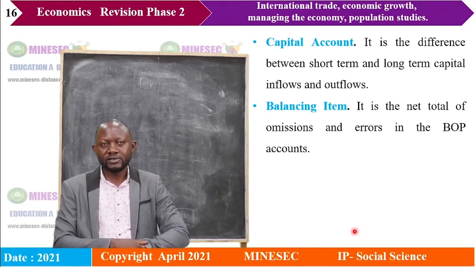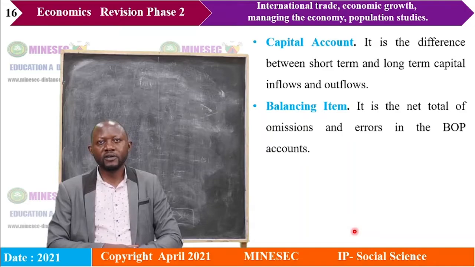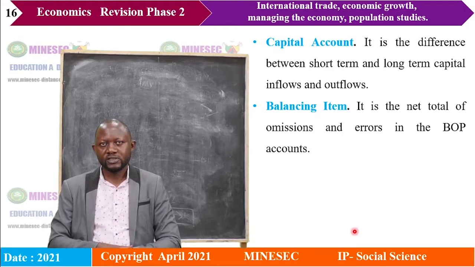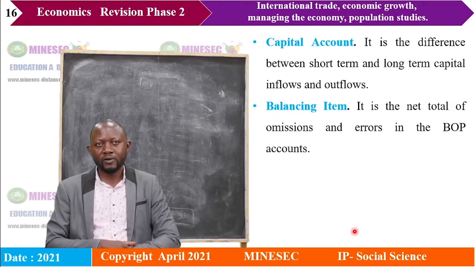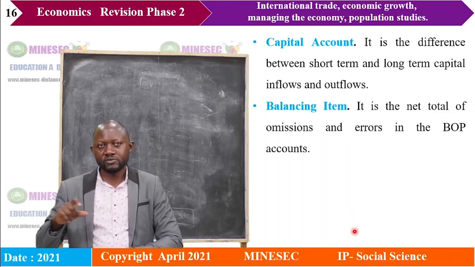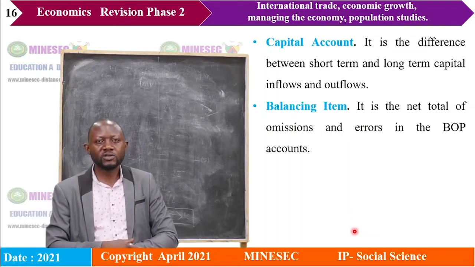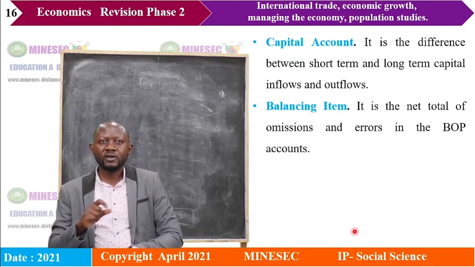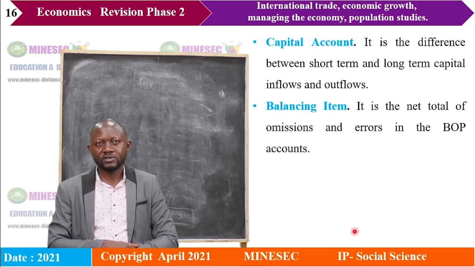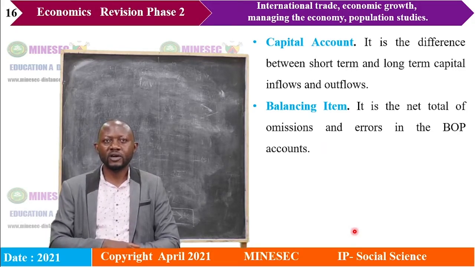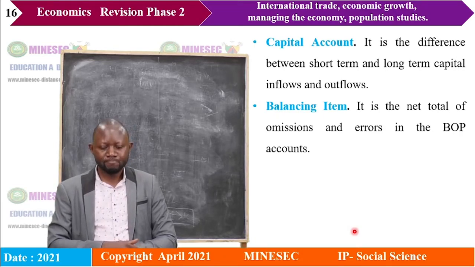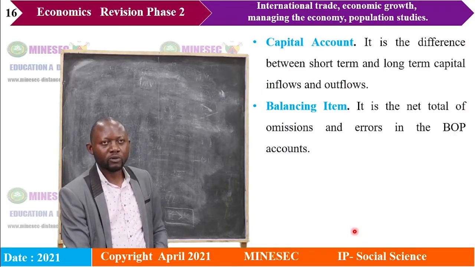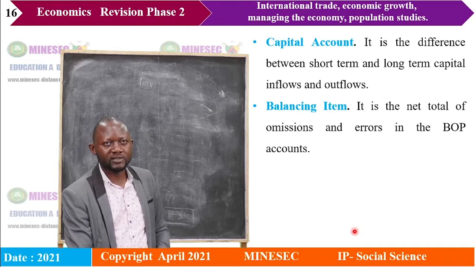Then we look at a balancing item. It is the net total of omissions and errors in the balance of payment account. When you're carrying out the statistics, when the value has a negative sign, it shows that there's an item that was supposed to be subtracted but was not, so it has to be subtracted. If it's positive, you are asked to act, which means that you are expected to act. Now, when we add the current account, the capital account, and the balance item, it gives us the total currency flow. We're going to come back to that.